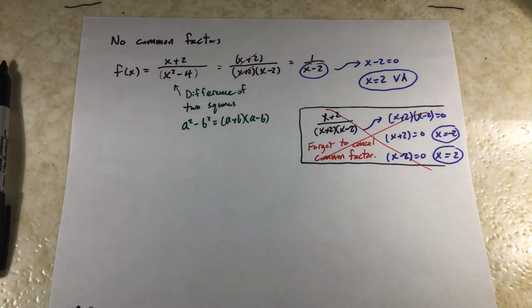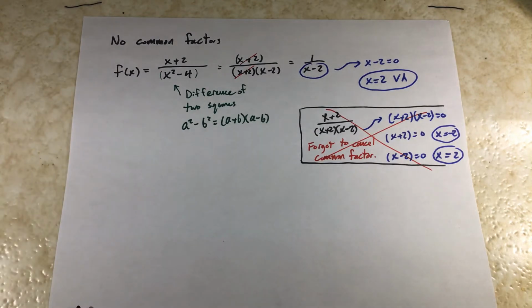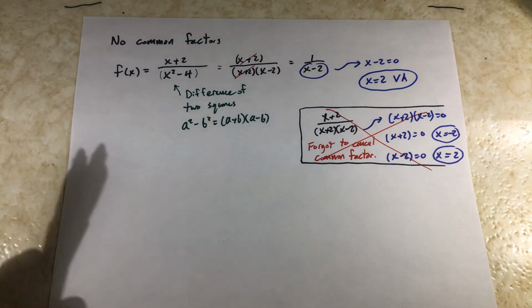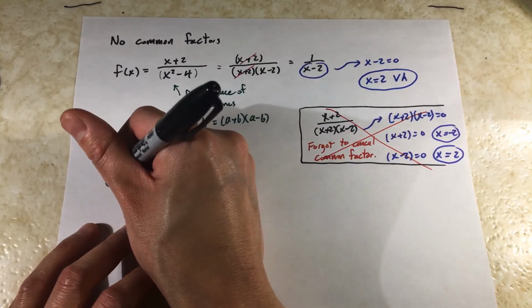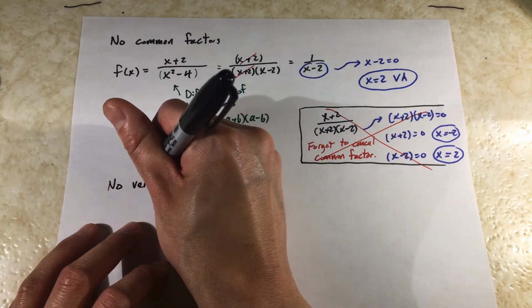All right, so I have hidden one of those in your homework. So see if you can find that one. Don't fall for that trick. You've been given fair warning. All right. The other thing to look out for is the case where there are no vertical asymptotes.